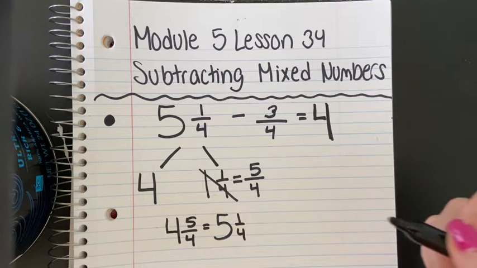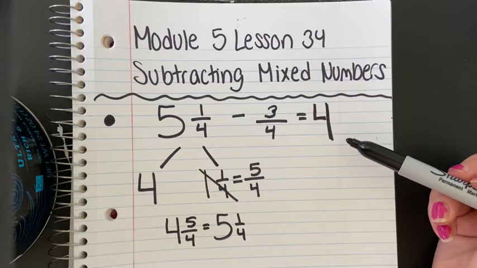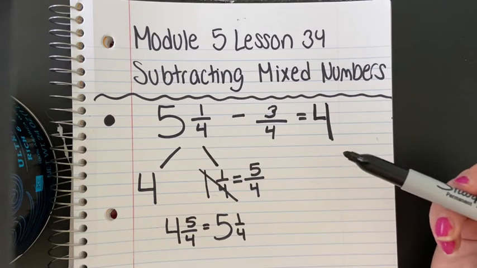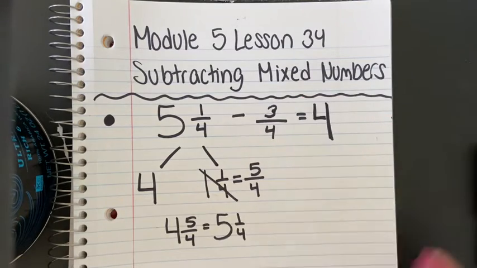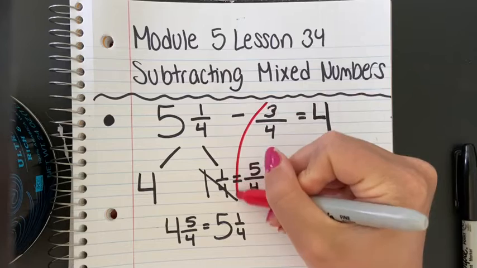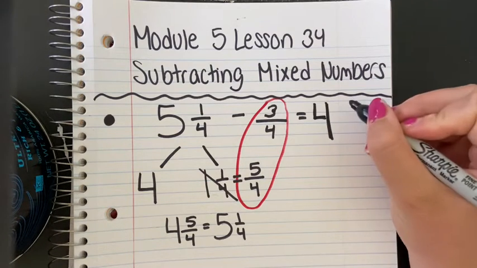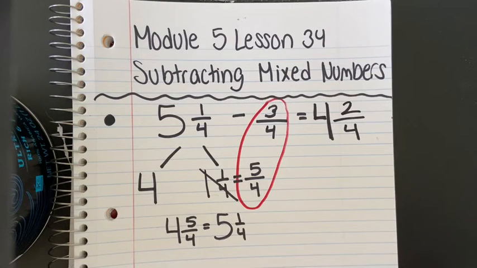Now I know, because of this information, I'm going to receive in my answer at least the difference of 4 wholes. So I'm going to plug that into my answer right now. And all I have to do is subtract, I'll use a red marker for this, 5/4 minus 3/4. Well, when I subtract 5/4 minus 3/4, I know that I receive 2/4. So my answer is going to be 4 2/4.